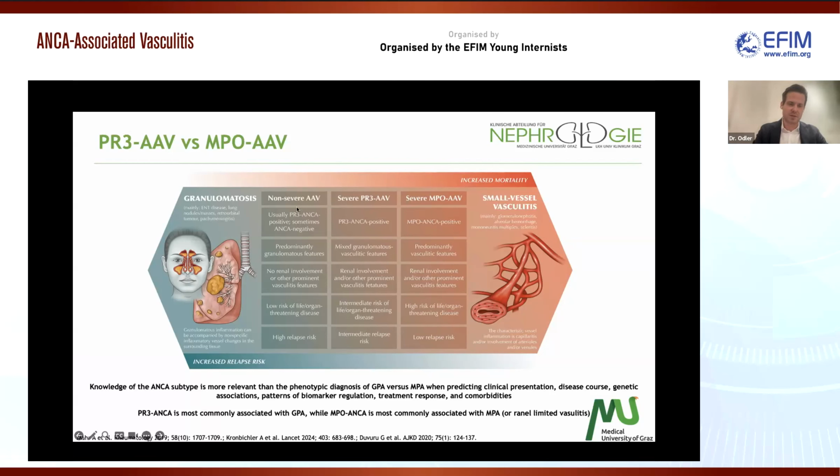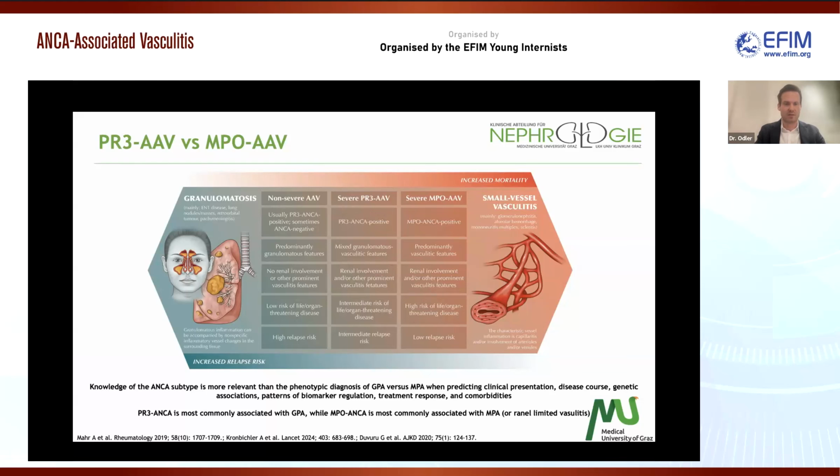If you take a look at the clinical presentation, most patients with PR3 or MPO ANCA-positive vasculitis have distinct and substantial differences. For example, those with PR3 disease more likely have granulomatosis features and a higher relapse risk, as compared to the MPO patients with a lower relapse risk but higher mortality rates. In addition, genetic studies segregate more closely with ANCA specificity than clinical phenotype. In terms of the phenotypic diagnosis, PR3 ANCA is most commonly associated with GPA, while MPO ANCA is most commonly associated with MPA or renal limited vasculitis.